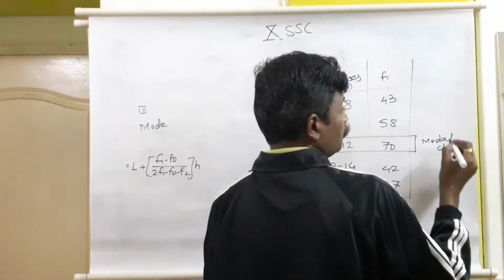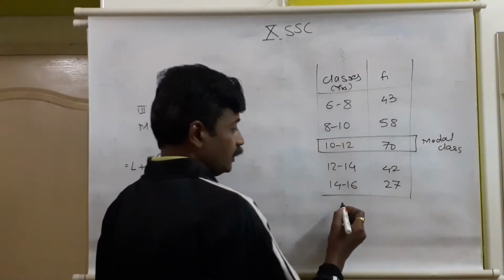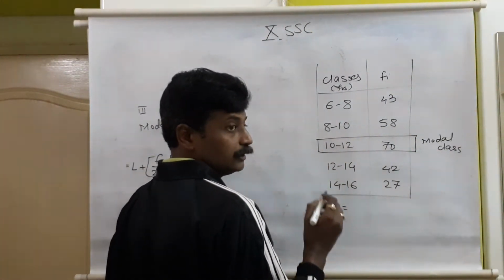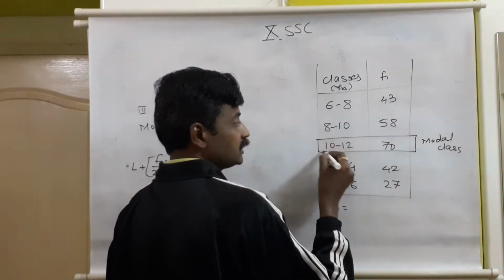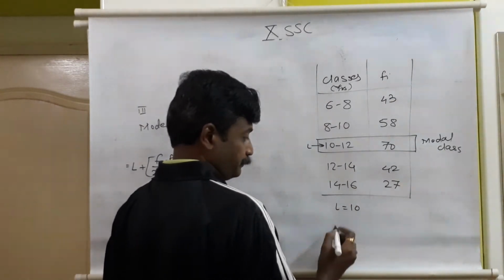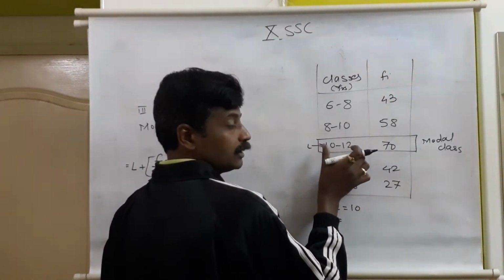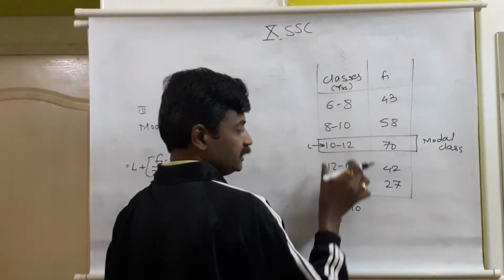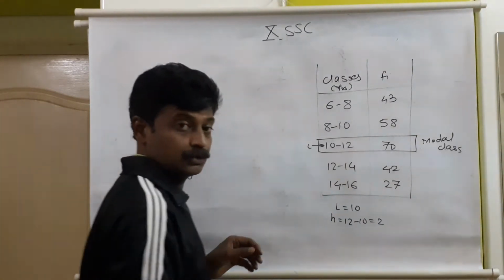Okay, and the model class will give us all the information required. L, capital L, is nothing but the lower limit of the model class when the classes are continuous. So L is equal to 10. Then h is the class width, the difference between upper and lower limit. The classes are already continuous, so 12 minus 10, the value of h is 2.